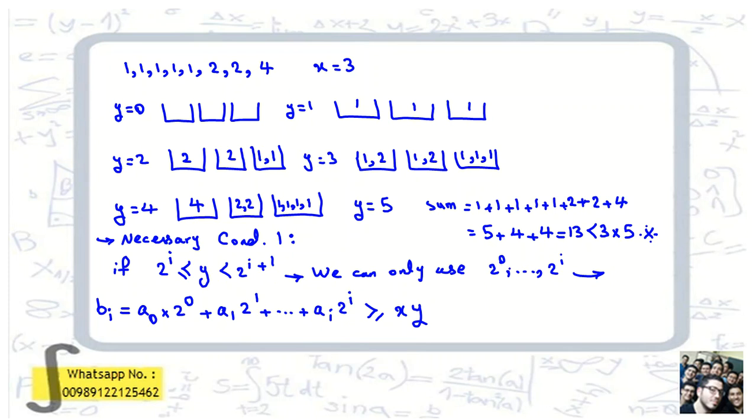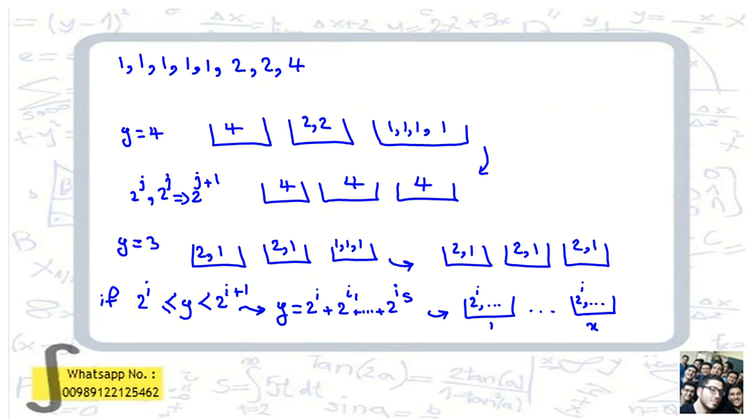Now we consider only types 0 to I, so the sum of them must be greater than or equal to xy. So for y greater than or equal to 2 to the I and less than 2 to the I plus 1, bi as defined like this must be greater than or equal to xy. So we've considered the first condition by considering a small example.